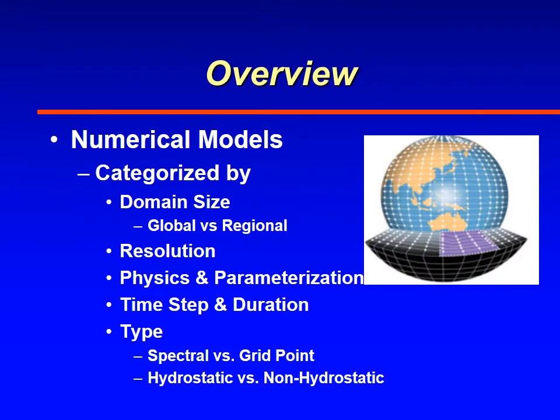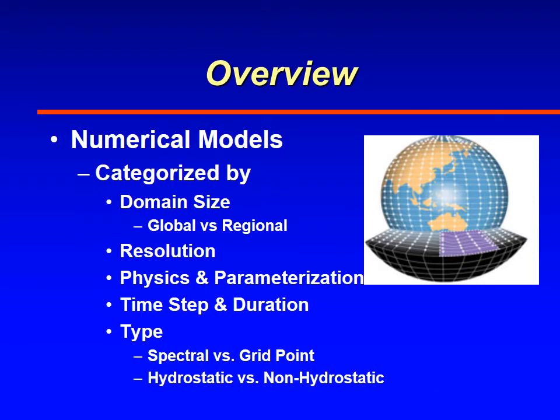These numerical models can be put into several different types of categories. Categories that classify their domain size, their resolution, the physics of the model, how they time step into the future, and even the different types of models. What we mean by domain size is how big is the forecast area? Is it looking at the entire globe, or is it just looking at a few states? Resolution, meaning what's the smallest feature that can be resolved in the numerical model.